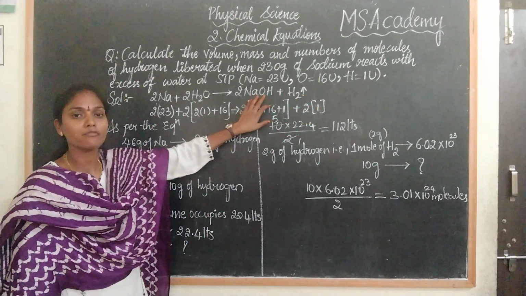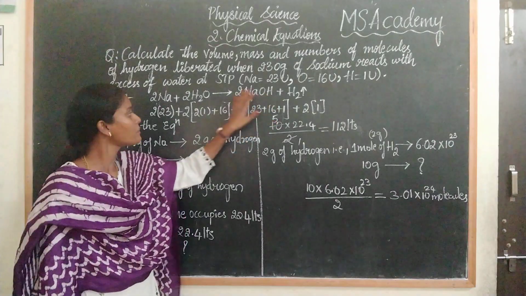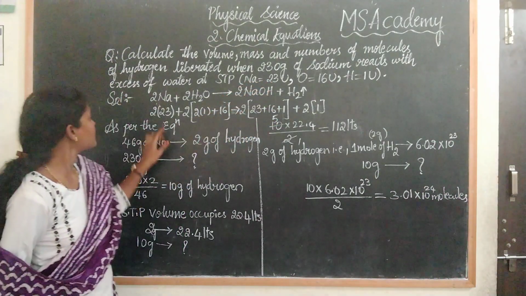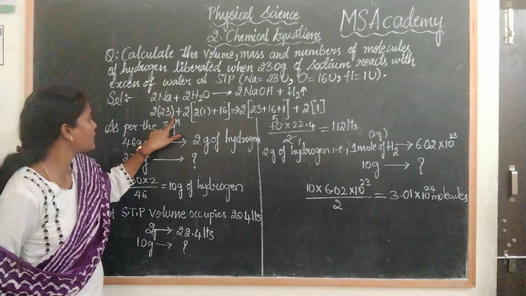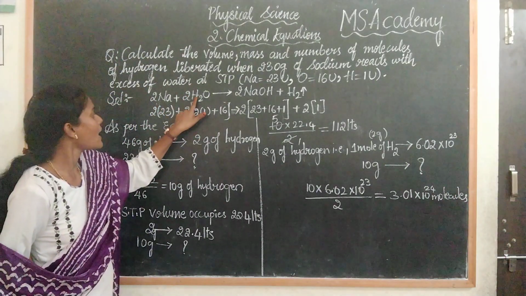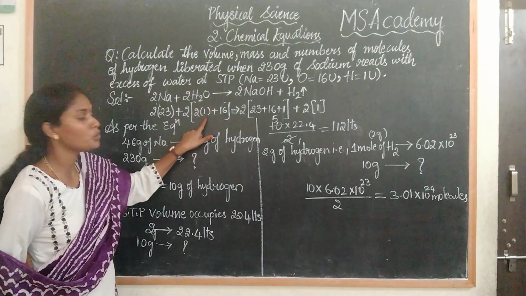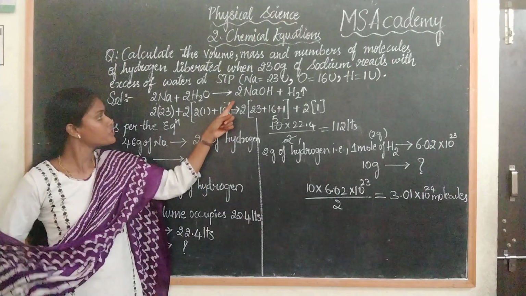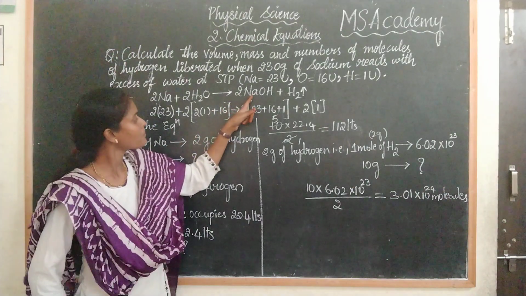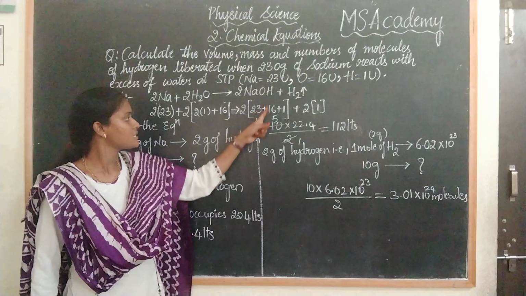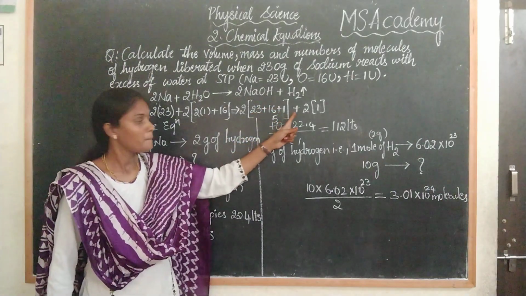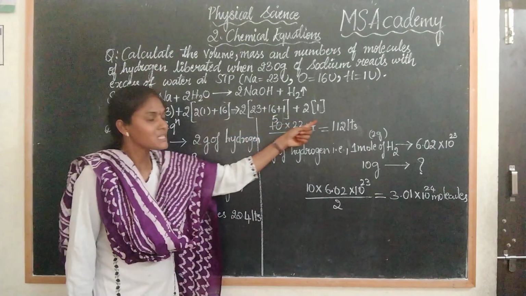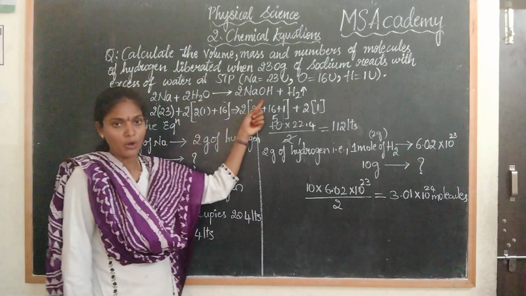First we have to balance the chemical equation. After balancing, we are going to substitute the values. 2 into sodium 23, plus 2 into hydrogen H2, 2 into 1. Oxygen, the atomic mass of oxygen is 16, sodium is 23, hydrogen is 1. Now these are the values we have to substitute in the above equation.